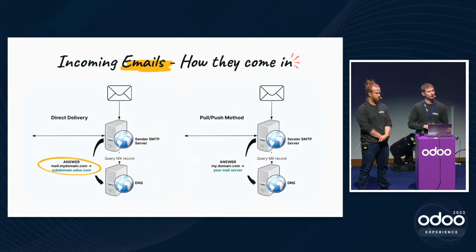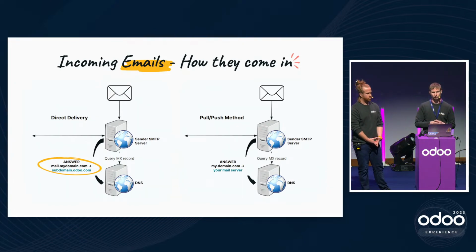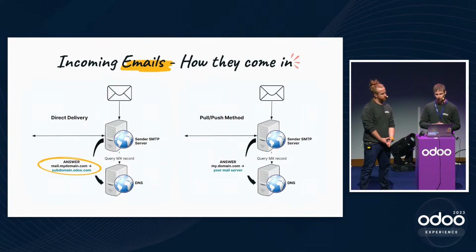I know it was a lot of information, so here is a quick overview of the methods that we saw. On the left, the direct delivery, on the right, the pull and push methods. The main difference between those two is that with the pull and push method, when we query the DNS on the MX record, the answer will be our mail server, meaning that the email arrives in the mail server, and then we still have to either pull or push the email to our database. In the direct delivery, the answer of the MX will be our Odoo database directly. So basically, we can skip one step in the process. That's why, in our opinion, this is the best solution to use.